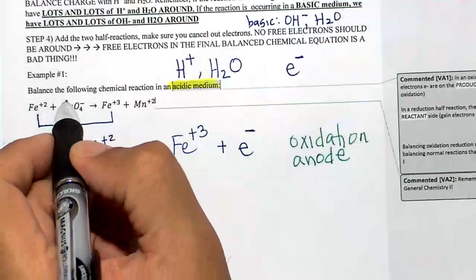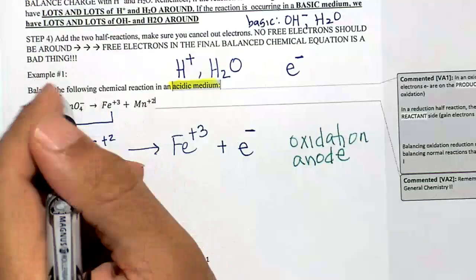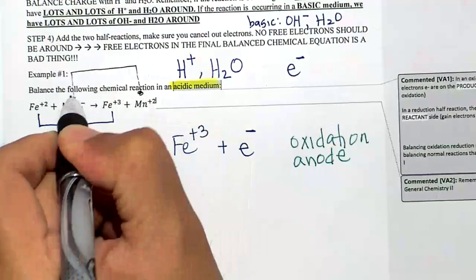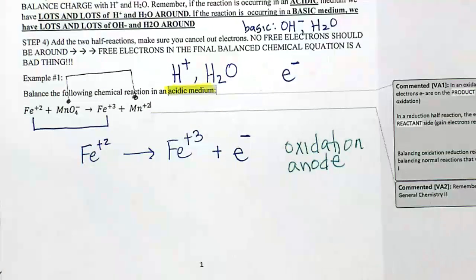Okay, now we have MnO4 minus goes to Mn plus 2. All right, let's write this out.